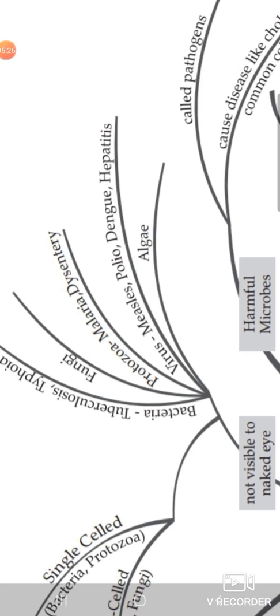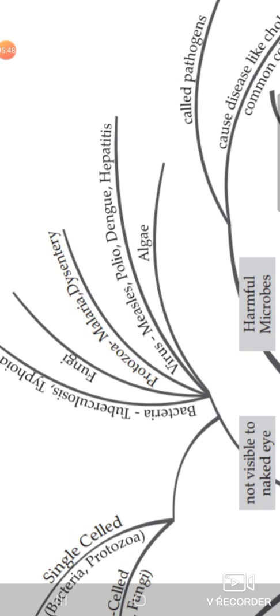Dear students, one another thing I want to tell you is that this topic, microorganisms, is very much my favorite topic. I am fond of this topic. I like this topic so much. I hope that you people will also like this topic. You will also get some interest in the chapter on microorganisms.